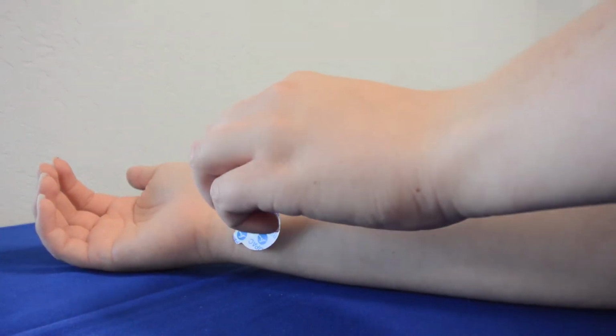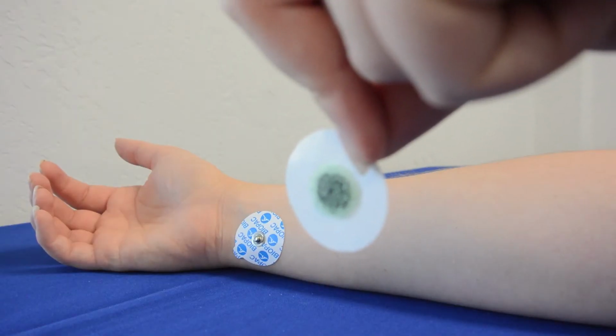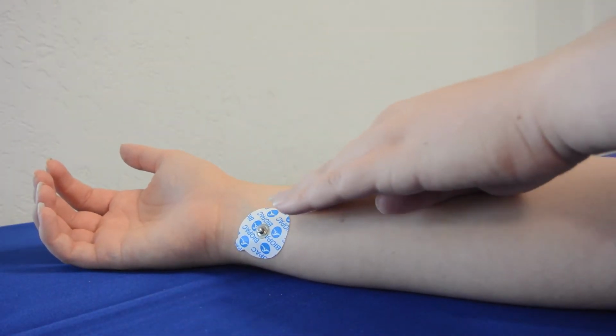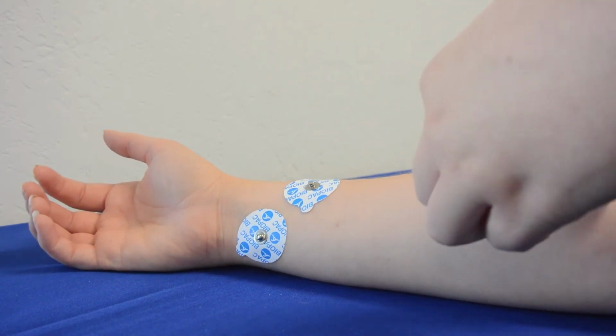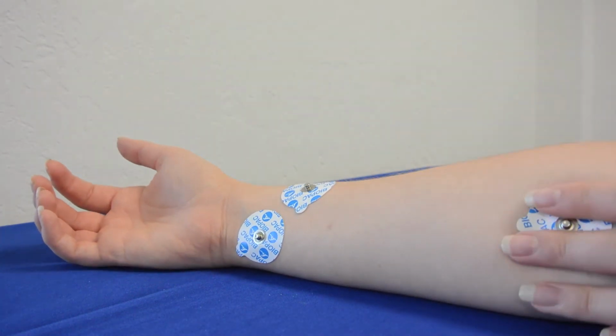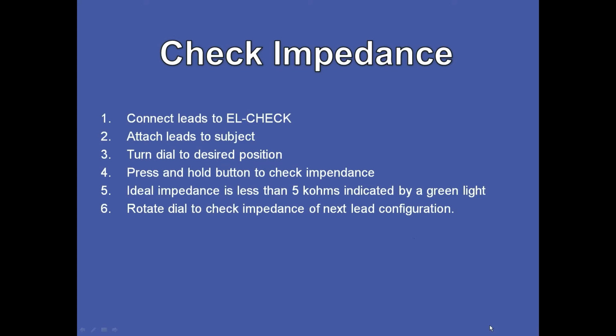Now you can apply the electrodes to the participant. Place the electrodes over the abraded skin. Repeat the process for all remaining electrodes. Now we're ready to verify the impedance using L-Check.